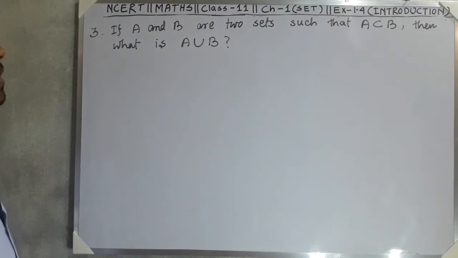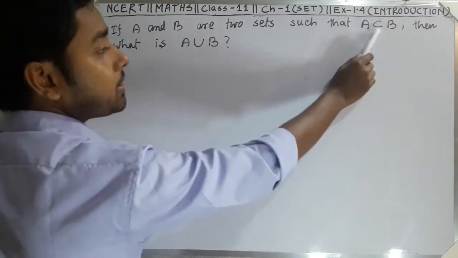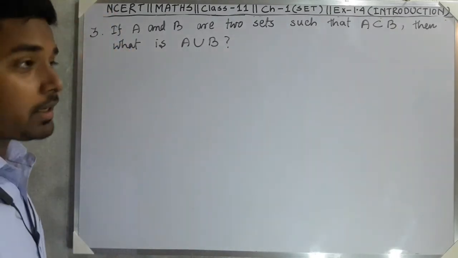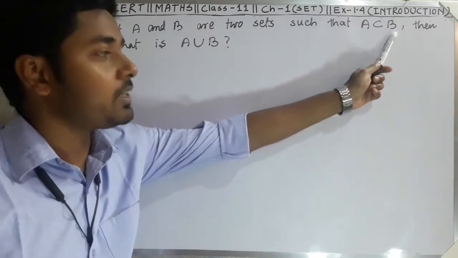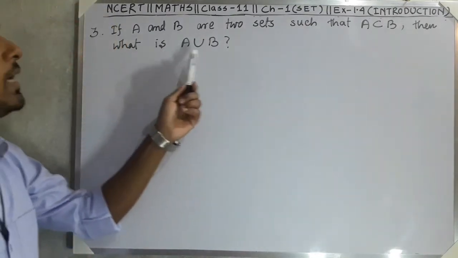Now question number 3. What is the question asking? If A and B are two sets such that A is a subset of B, then what is A union B? Okay. A and B are two sets and A is a subset of B. Then what is A union B?